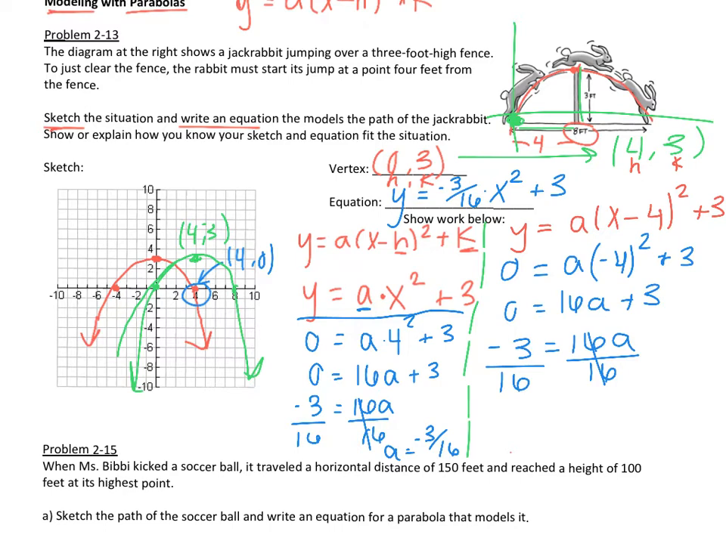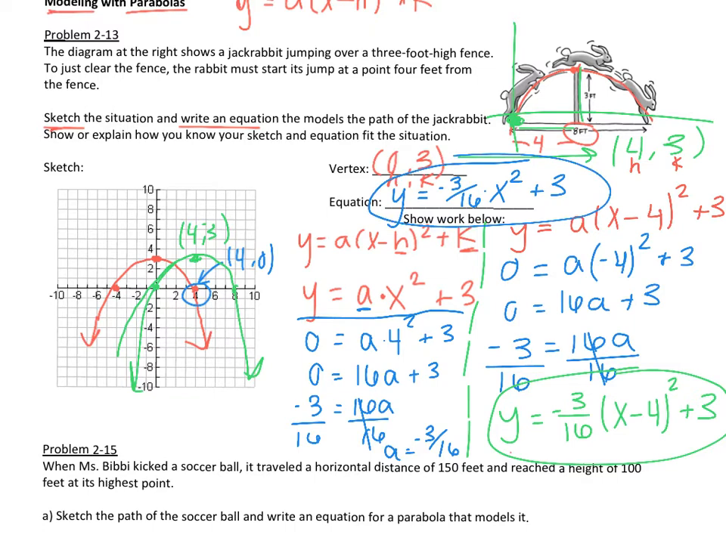So the final answer for this one, this green parabola, would be, I have my value of a, it's negative 3 over 16, x minus 4 squared plus 3. So this is a correct answer, as well as the first one we did. These are both correct. So there's more than one correct answer you could use to model this situation. It just depends on where you make that vertex.